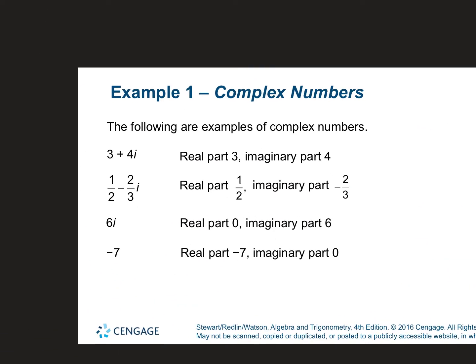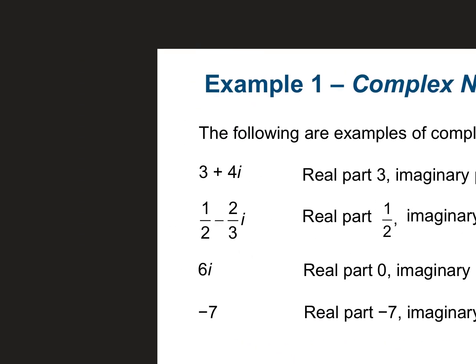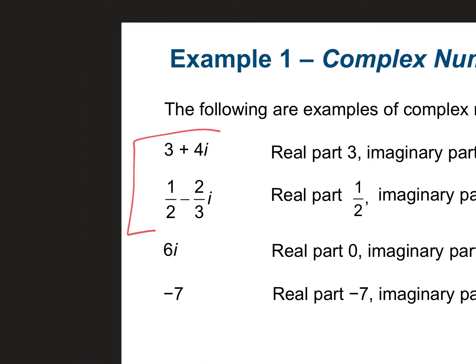So if you're asked on WebAssign, given the following complex number, you know it's complex because there's a real part and an imaginary part. Which is the real part? Which is the imaginary part? Well, it's really easy to see in the first two examples. The thing without the i is the real part. The thing with the i is the imaginary. It can get a little tricky when there isn't one of those.